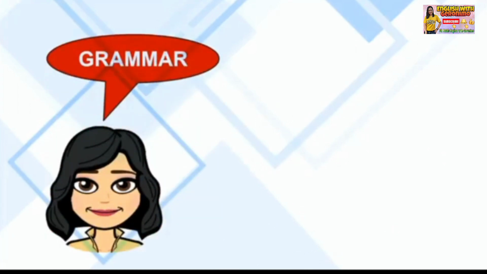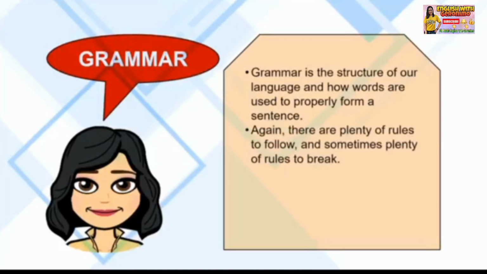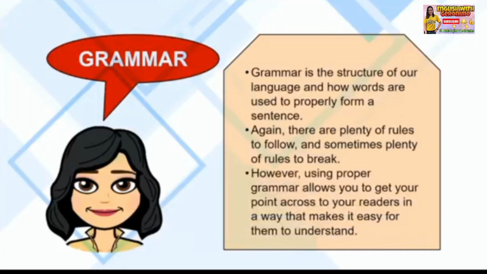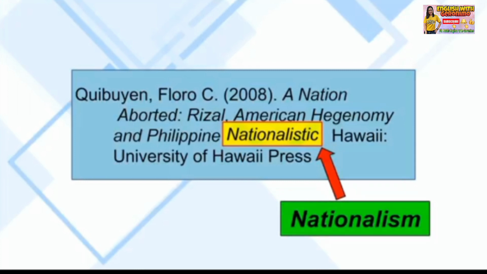Number 4. Grammar. Grammar is the structure of our language and how words are used to properly form a sentence. Again, there are plenty of rules to follow and sometimes plenty of rules to break. However, using proper grammar allows you to get your point across to your readers in a way that makes it easy for them to understand. In this example, the word nationalistic is grammatically wrong. It should be nationalism.